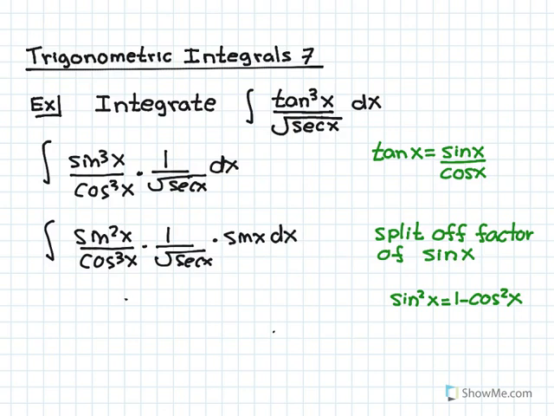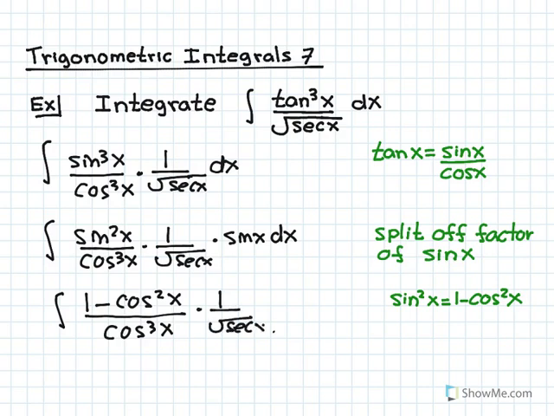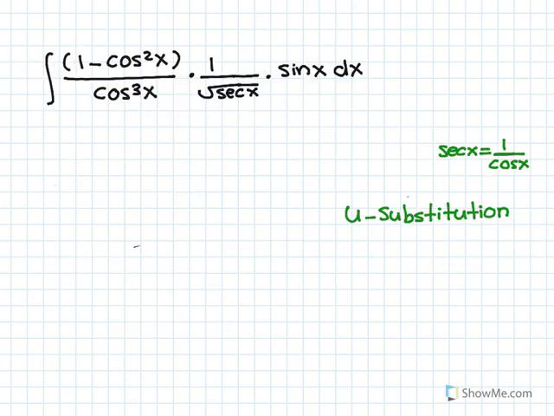Now let's apply a trig identity to write sine squared x as 1 minus cos squared x. So we have the integral of 1 minus cos squared x divided by cos cubed x times 1 over root sec x times sine x dx.